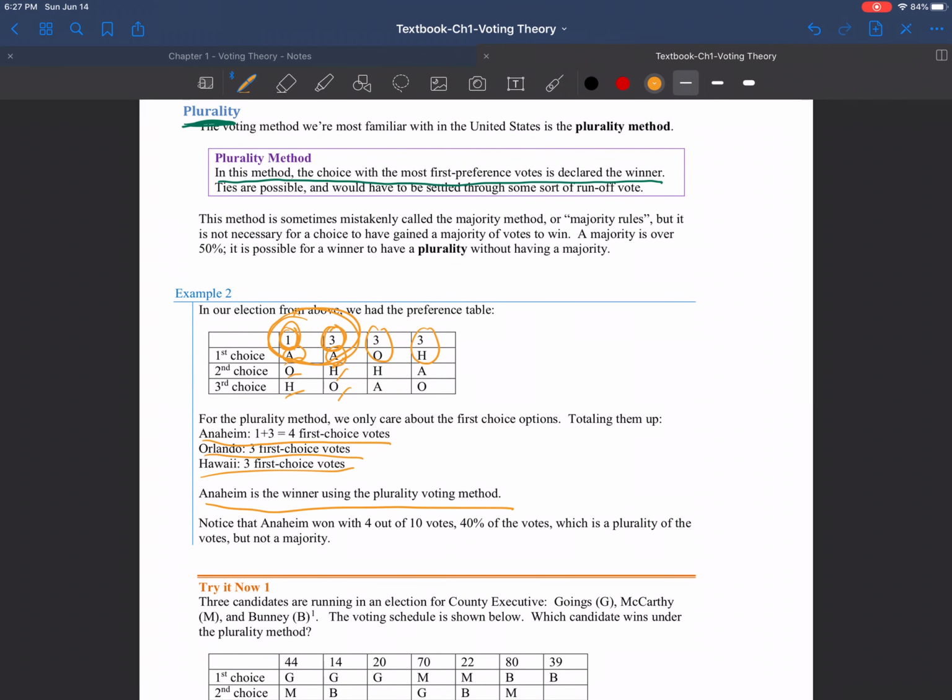We're going to go to Anaheim as a group. Maybe that is the most fair way to determine the will of the people. That's called the plurality method. So there we go. Is that fair? Is that a good way?